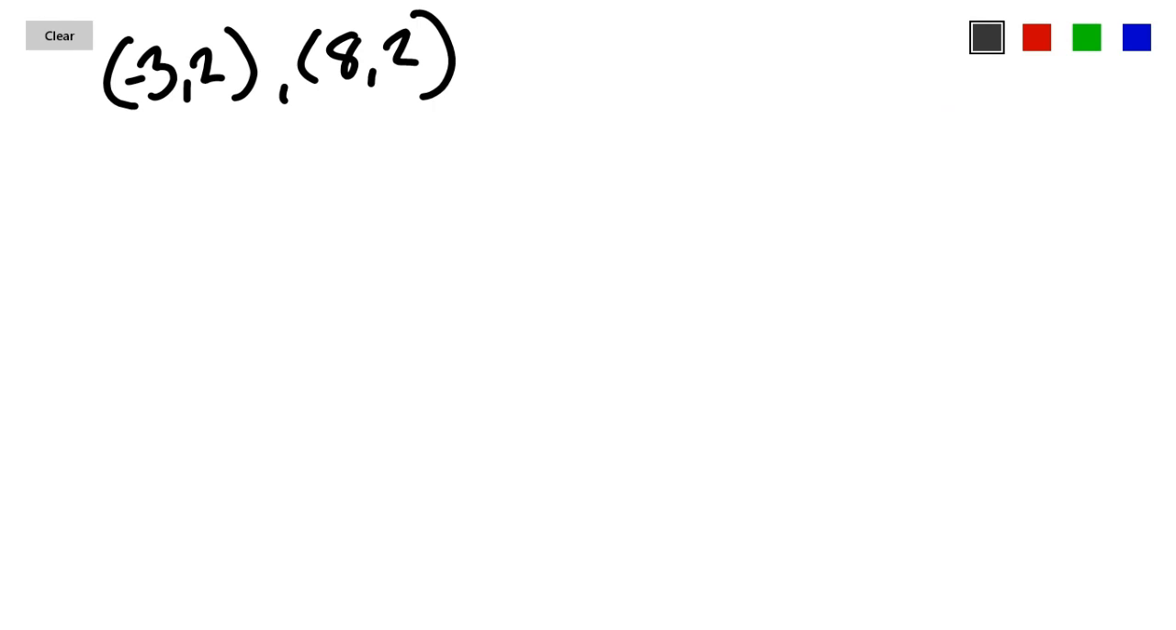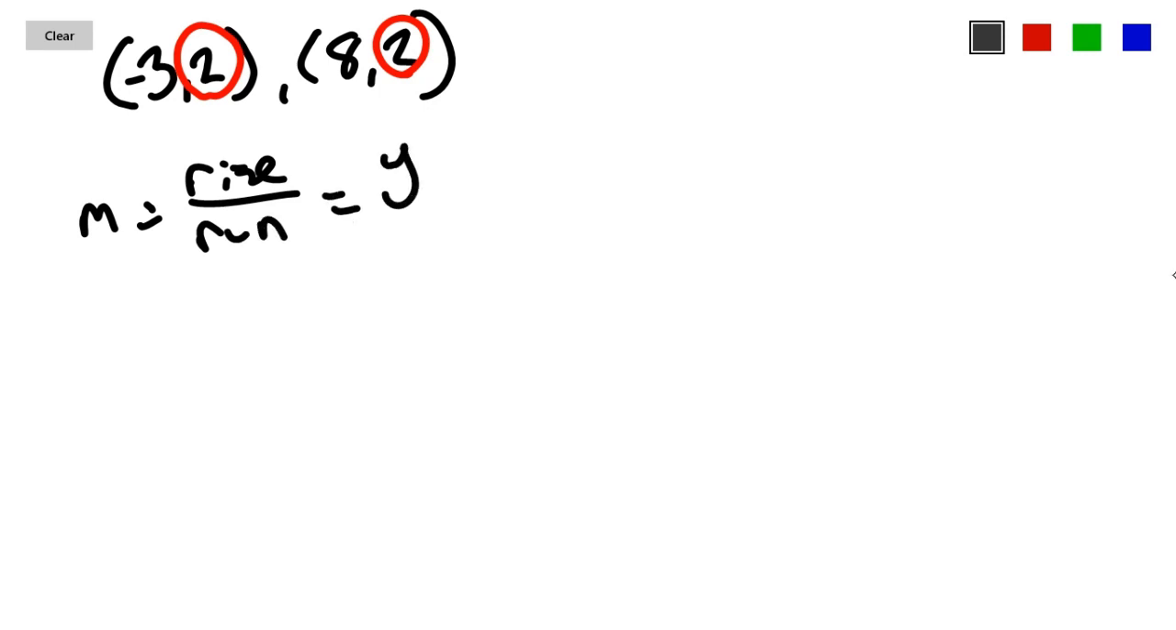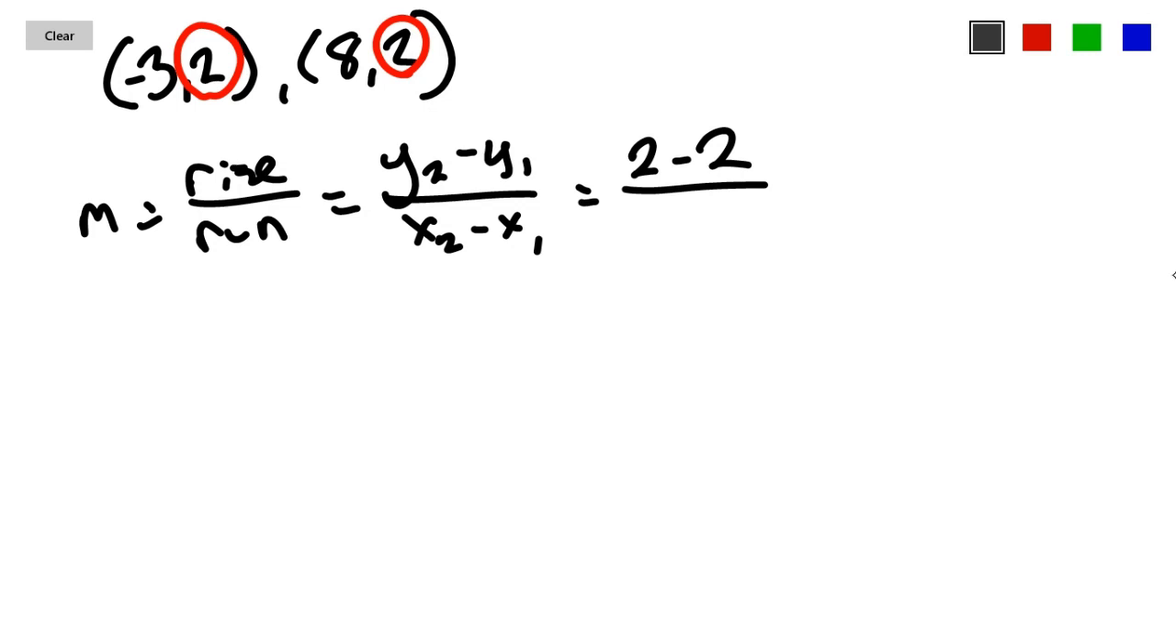So I want to find the slope of the line that passes through these 2 points. So take note that these 2 y coordinates are the same. So take a look at what happens whenever the y coordinates are the same. So slope is equal to rise over run, which is the change in the y coordinates divided by the change in the x coordinates. And I'm going to pick the latter point here to be x2, y2. So I'll have 2 minus 2 divided by 8 minus a negative 3. Check out what I got. I got a 0 over an 11, which just gives me 0.